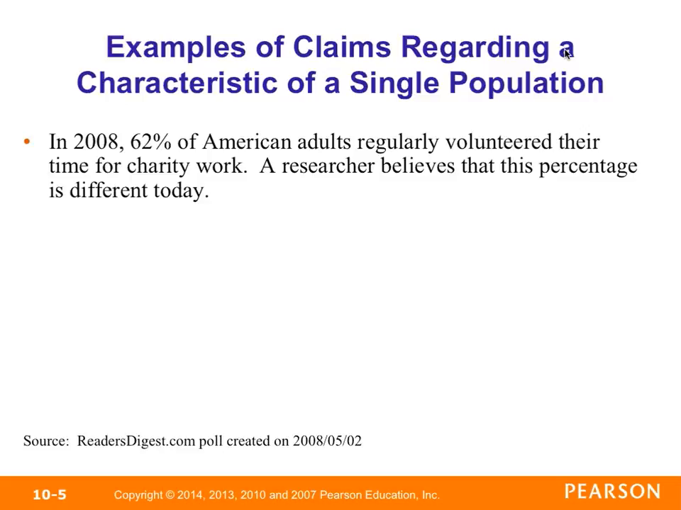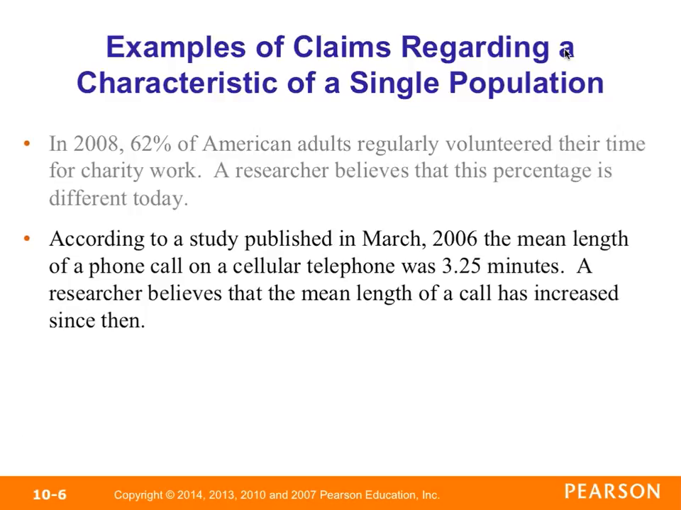Let's look at some examples of claims regarding a characteristic about a single population. In 2008, 62% of American adults regularly volunteered their time for charity work. A researcher believes that this percentage is different today. In a minute, we're going to write the hypothesis test for this, but this is an example of something where we're looking at the characteristic of a population.